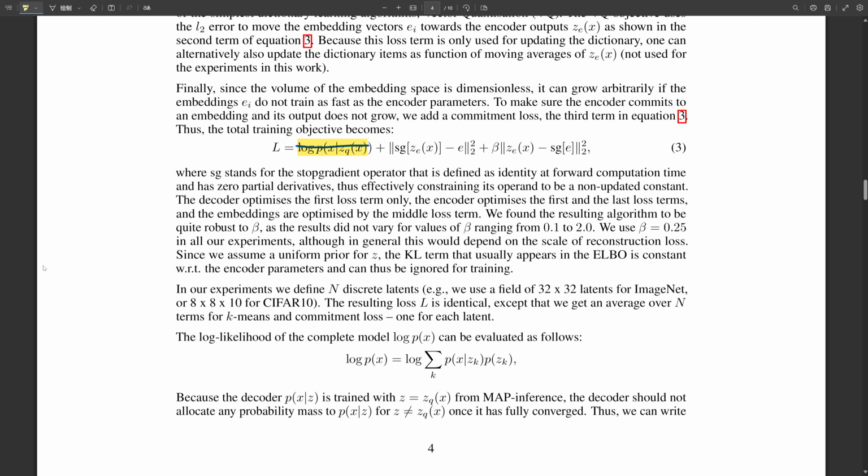And what about more complex data sets? They also tested it on ImageNet, which is a much larger and more challenging dataset. And again, the results were amazing. They were able to generate high-quality images using a combination of the VQ-VAE and a pixel CNN prior. So it wasn't just good at representing the data, it could actually generate new data that looked realistic.